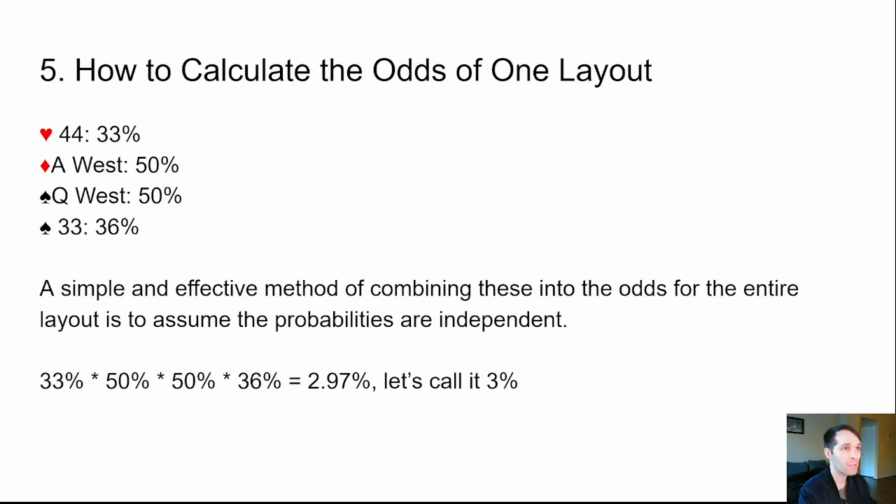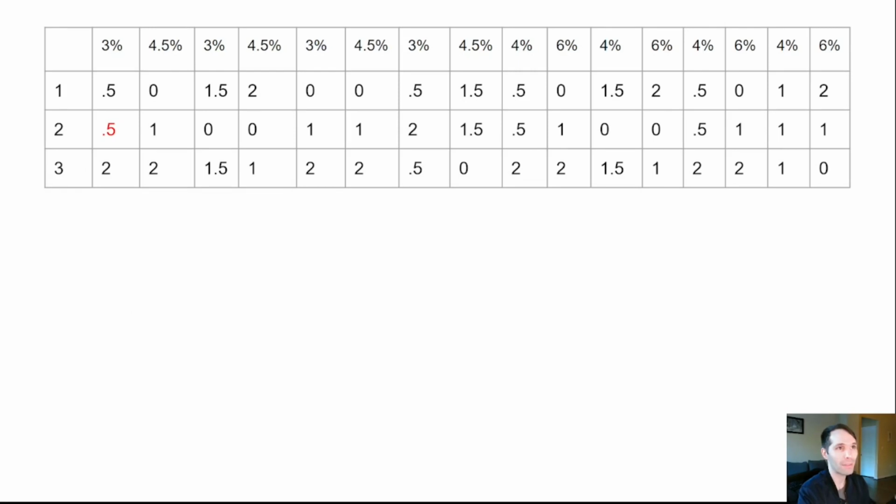And we want to do this for each one of the layouts in our table. That eventually gets us a table that looks like this. So the very first layout has a 3% chance. We just calculated that. The second layout in our table has a 4.5% chance, and so on and so forth. If you sum up the probabilities at the top, we actually only get 70%, which is why we're probably going to want to normalize our data.